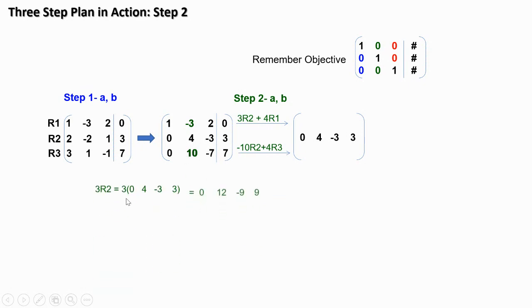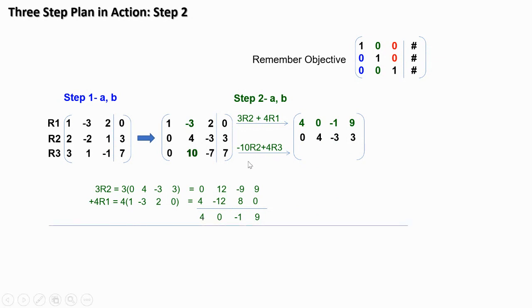And here's my work. So 3 row 2 equals 3 times 0 will be 0, will give us 12, will give us -9, and will give us +9. And then if we multiply plus 4 times row 1, it's going to be 4 times 1, negative 3, 2, and 0. That's why it's here. So that's what it gives us. Then if we add them, we're going to get 4, 0, negative 1, and 9. So guess what, guys? That's my new row 1.